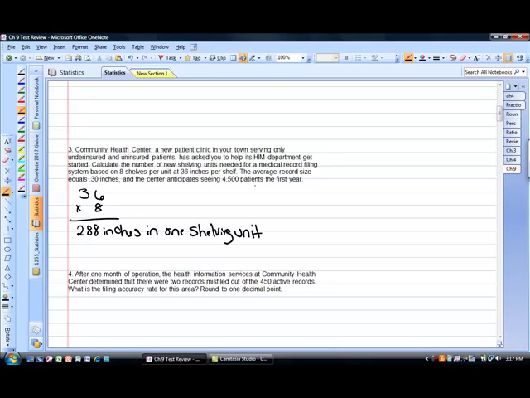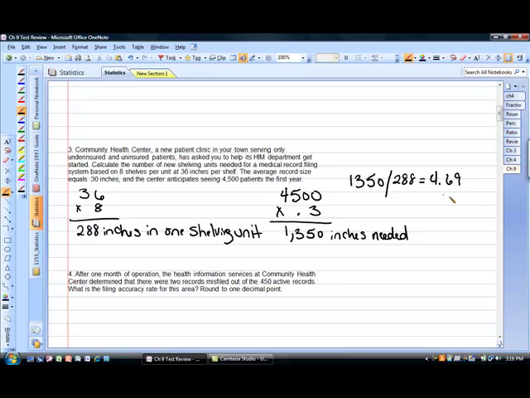Okay, we have these 4,500 patients, and each of the records are 0.30 inches thick, so we want to find out how much space all of these records are going to take up. So we multiply the 4,500 times 0.3, and that gives us 1,350 inches needed. So then we go ahead and divide this out. Our 1,350 over our 288 gives us 4.69 units.